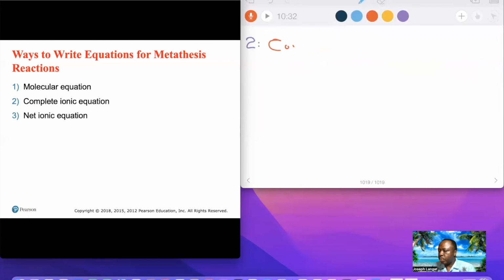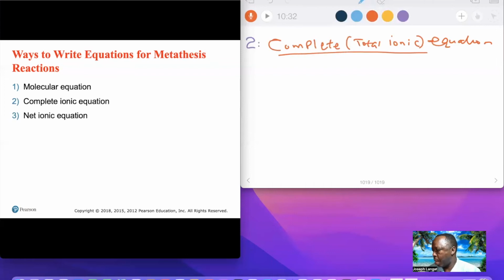Complete, or sometimes we call this total ionic. How do you generate the complete ionic equation, or total ionic equation? There's a note which I want you to pay attention to.